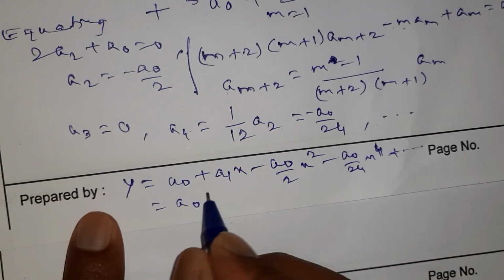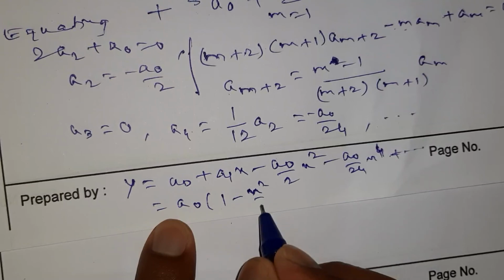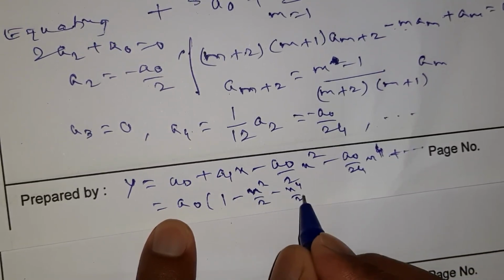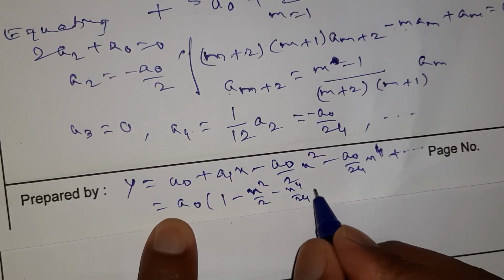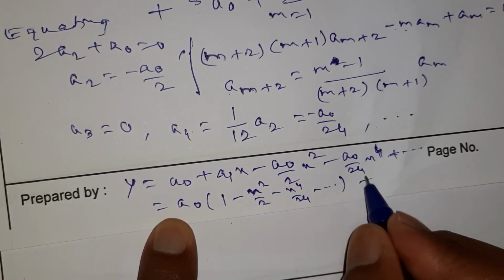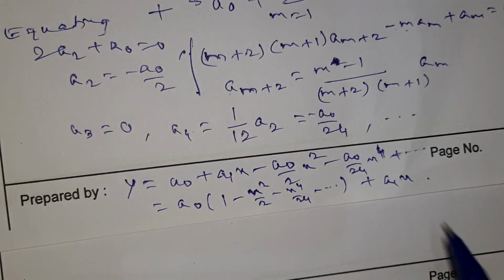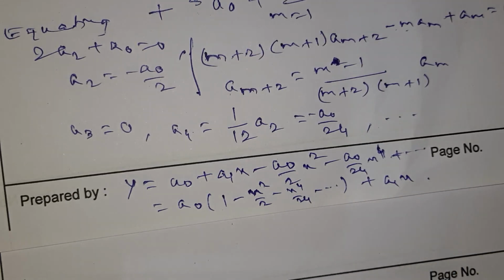So a0 in bracket 1 minus x square upon 2. Next one is minus x raised to 4 upon 24, right? Dot dot dot plus a1x. So in this way we can find our answer. We get in terms of a0 and a1.